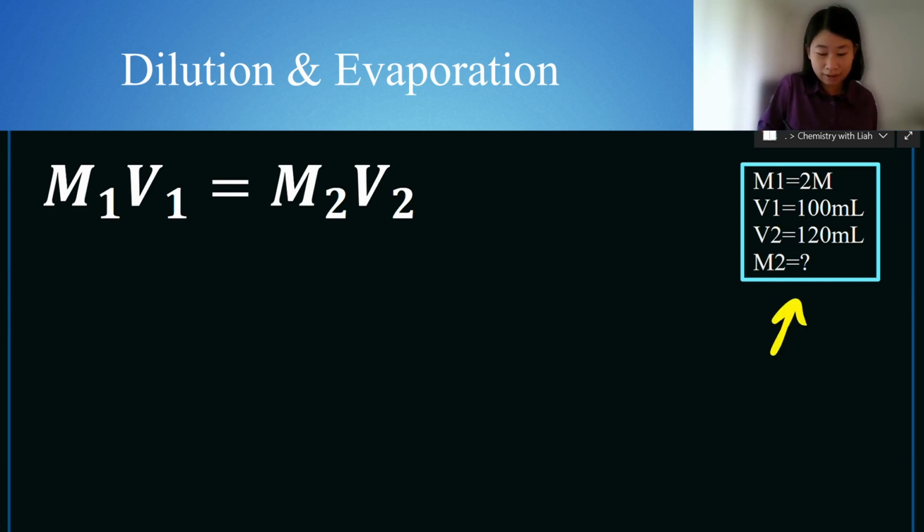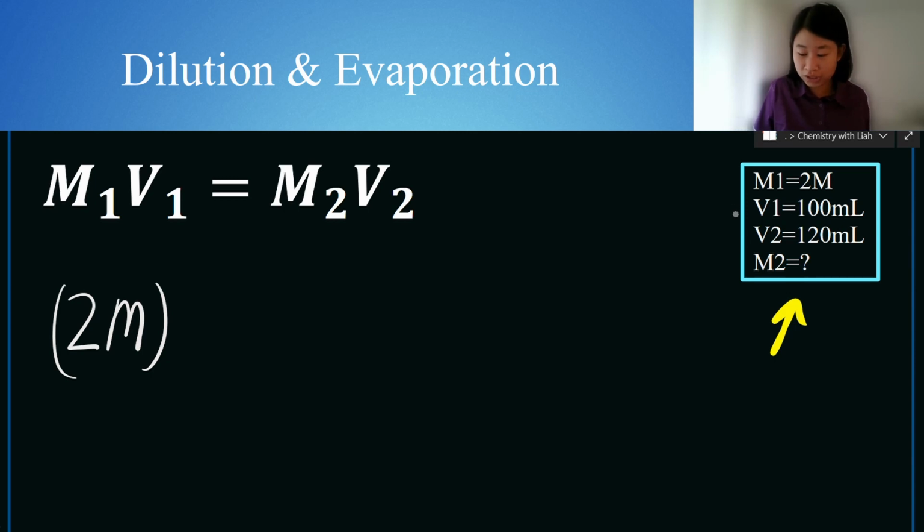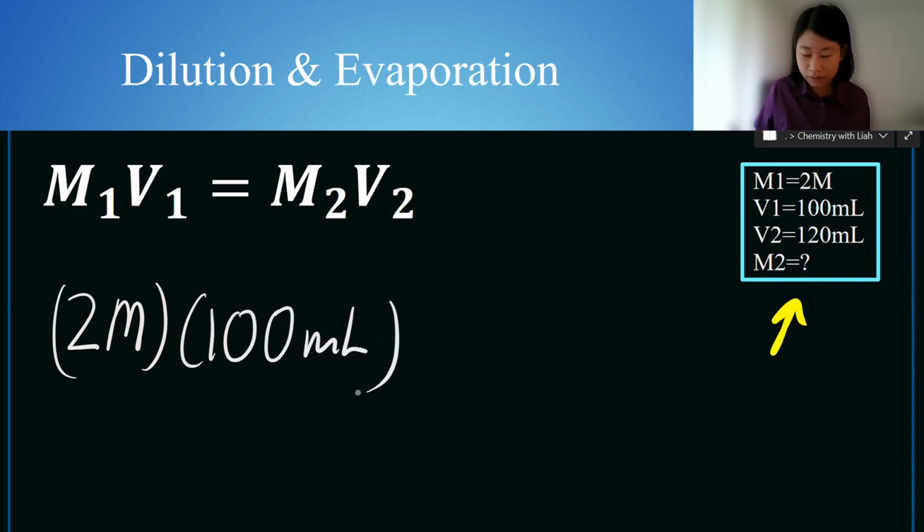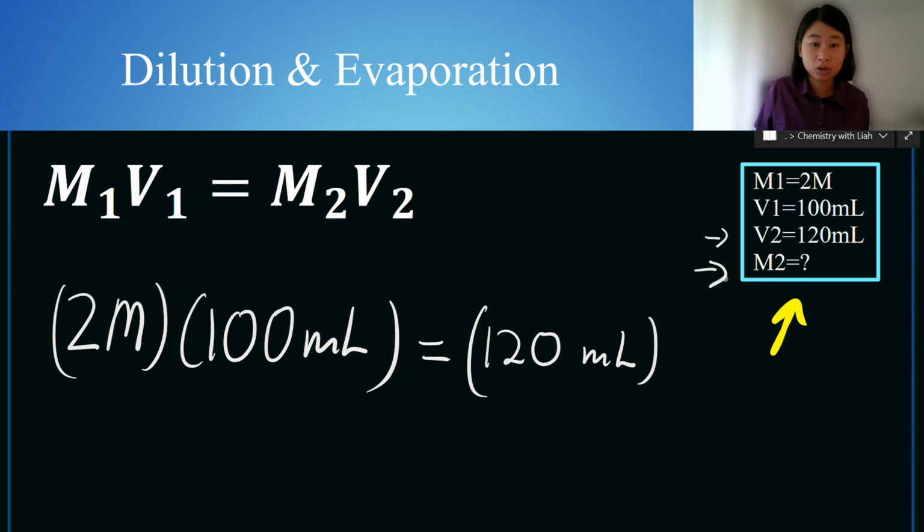So in this case, we have that M1 is going to be equal to 2. So we'll put a 2 here. And we're going to multiply it by V1, which is given as 100 ml. And then we're going to set this equal to M2 times V2. So in this case, V2 is given as 120 ml, and M2 is a question. That's the missing information we need to find. And so I will just write M2 here, so we know that we need to find it.